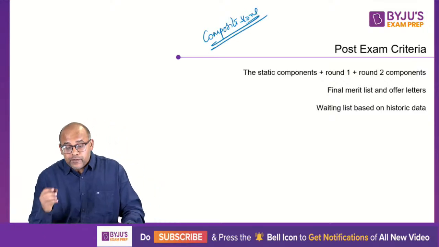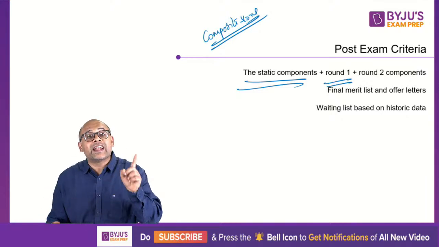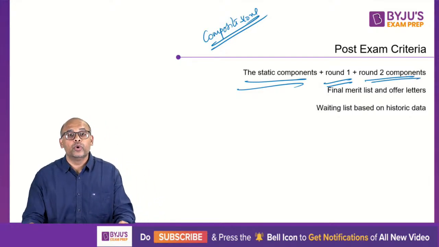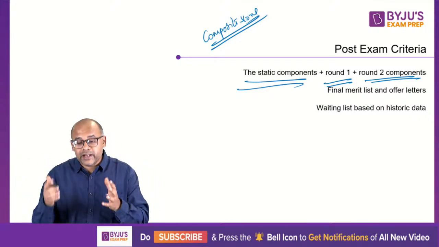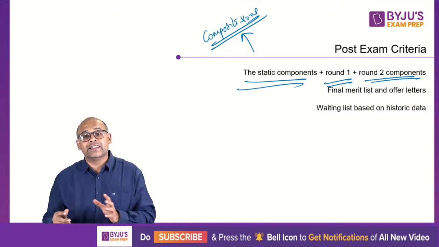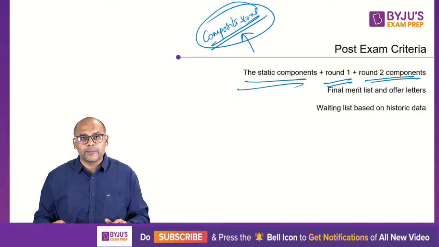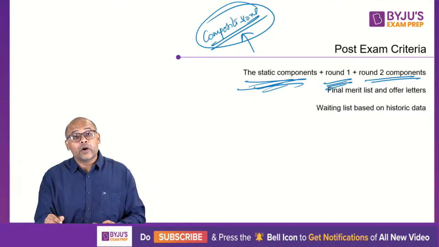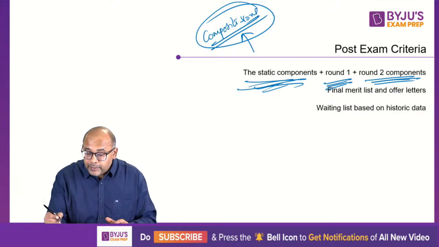This composite score will have, once again, the static components. It will also have your round 1, which is your CAT exam score, and how you performed in round 2. These three things together will be combined, and you will get a composite score. Once again, this is called a second composite score, and it is created only for the people who got the call. So the people who got the call will get the composite score based on your static round 1, that is your CAT score, as well as your round 2 performance. Based on that, a final merit list will be created.